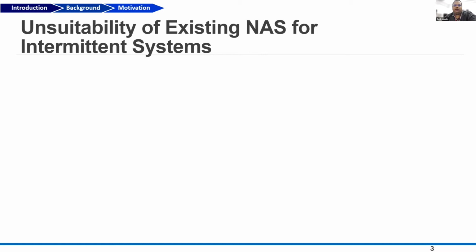So we present a key finding regarding the unsuitability of DNN solutions found by existing neural architecture search frameworks for intermittent systems. We observe that NAS primarily maximizes data reuse to improve inference latency without being aware of intermittent execution behavior.